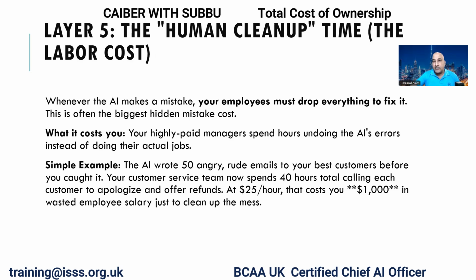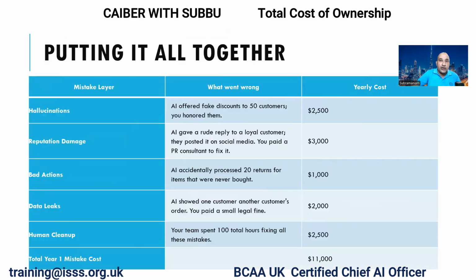Human cleanup time. When AI makes a mistake, humans have to jump in to clean it up. It is additional effort: they are supposed to do their own work, but they spend their time cleaning up some nonsense done by AI. You are going to waste a lot of time and effort, so cleanup time also needs to be calculated. Say AI wrote 50 angry, rude emails to your best customers before you caught it. Your customer service team now spends 40 hours calling each customer to apologize and offer refunds. At $25 an hour, this costs you $1,000 in employee salary just to clean up the mess. AI can lead you to that position.